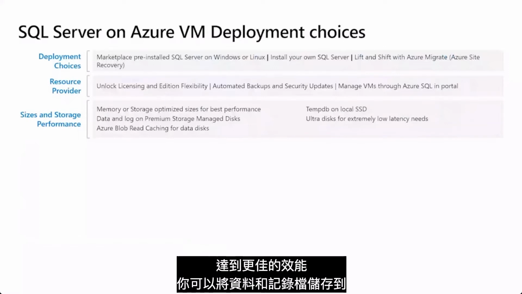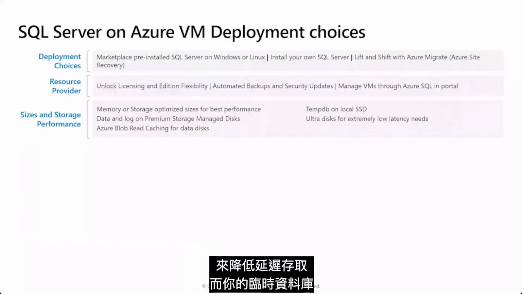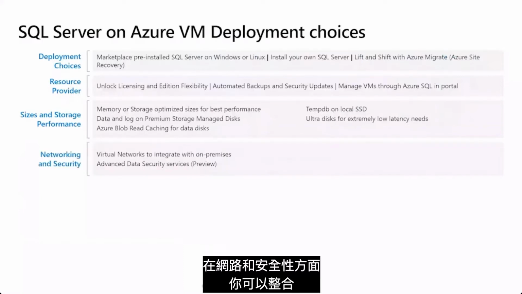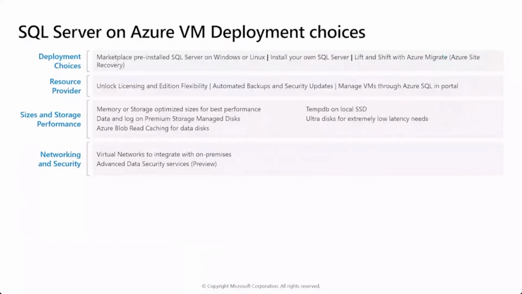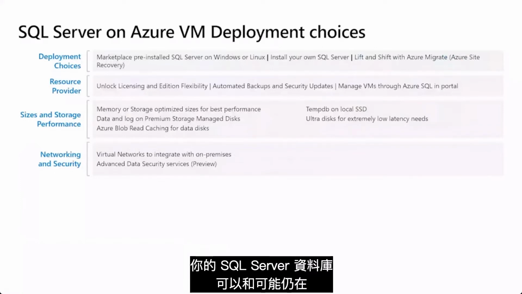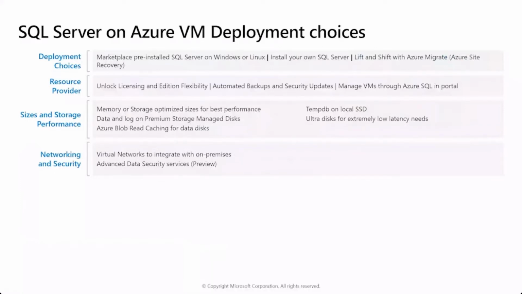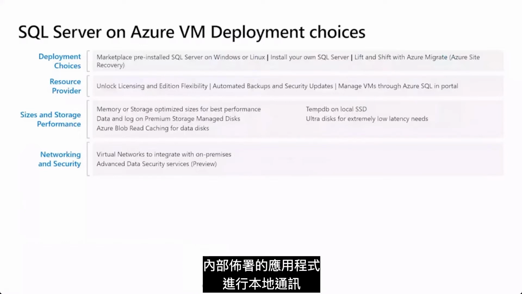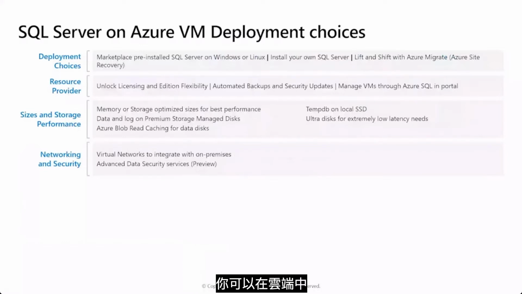You can store your data and logs on premium managed disk storage. You can use ultra disk storage for low latency access, and your temporary database can actually be stored on local solid-state drive disks. In terms of network and security, you can integrate your Azure Virtual Networks with your on-premises network so that your SQL Server databases can actually communicate back on premises with the applications that might still be on premises. You can access advanced data security services in the cloud.